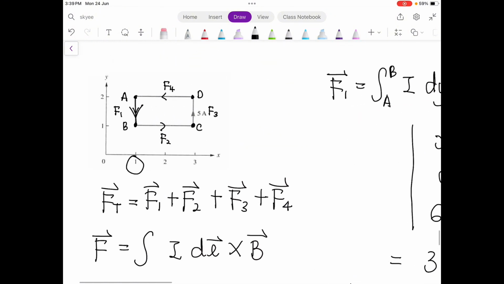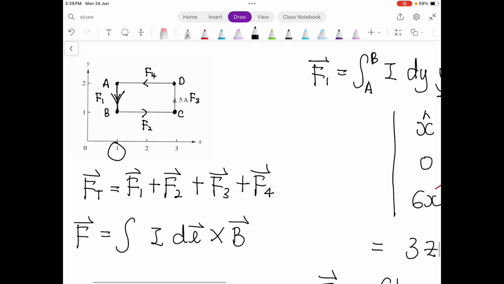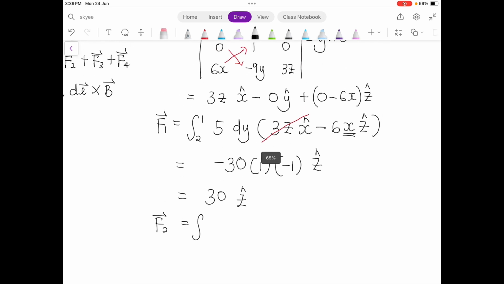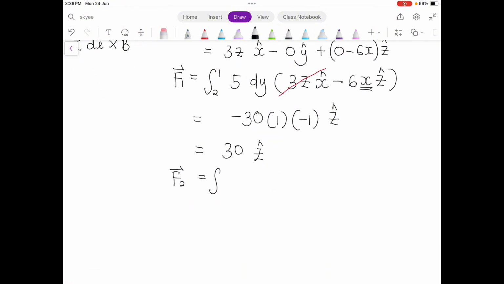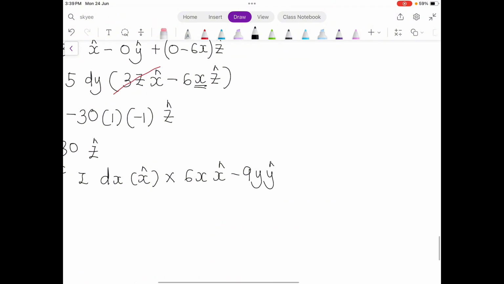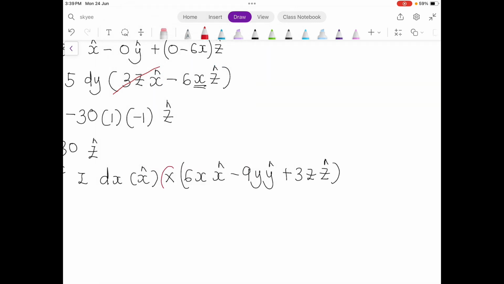So which is F2? F2 is B to C, the force acting on element B to C. So F2 is the integral from B to C of I dx, x, cross with B. B is 6x minus 9y plus 3z. Again we need to perform the cross product.